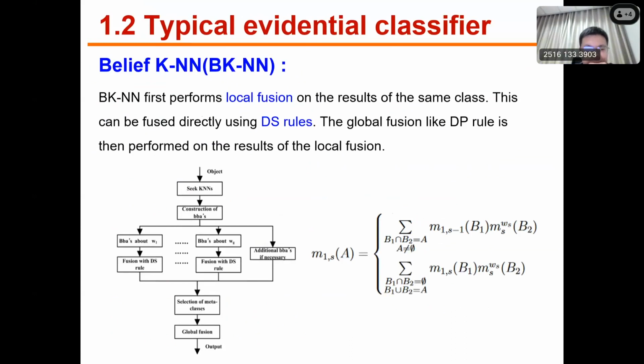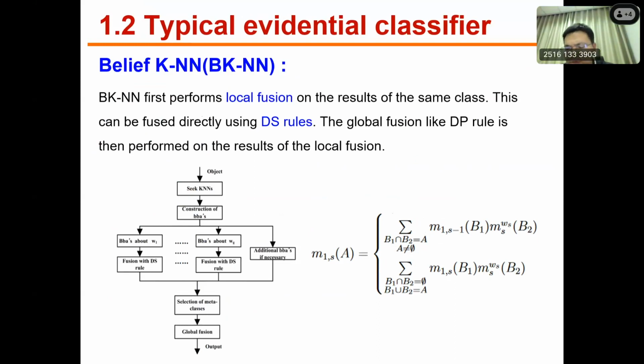For the BBAs associated with the omega 1, they will be combined with the DS rule. This is a simple DS rule. If the BBAs, for example, this is the fusion result, are associated with different classes, then we will combine them using the DP rule. This is in order to preserve the conflict beliefs, to reveal the imprecision of the classification. So by doing this, we allow assigning an object that is difficult to classify to the meta class or the set of classes.